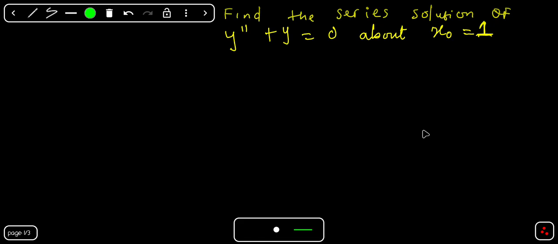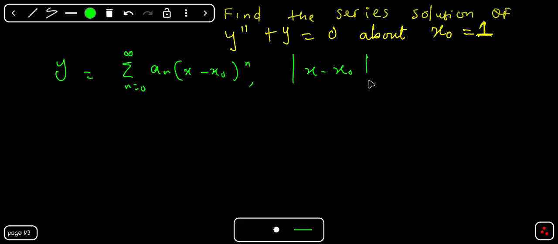Okay, so let's dive into the solution. How do we solve this problem? We have the general solution for this. We assume a series solution of the form y equals the sum of n from 0 to infinity of a_n multiplied by (x - x_0)^n, where the absolute value of x - x_0 is less than p, and p is not equal to 0.